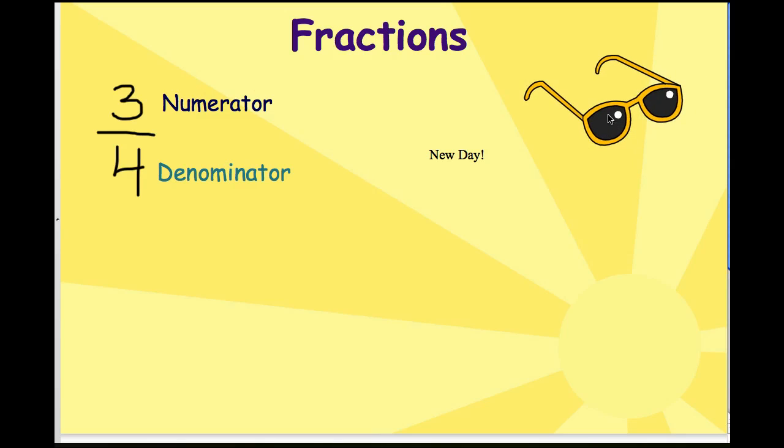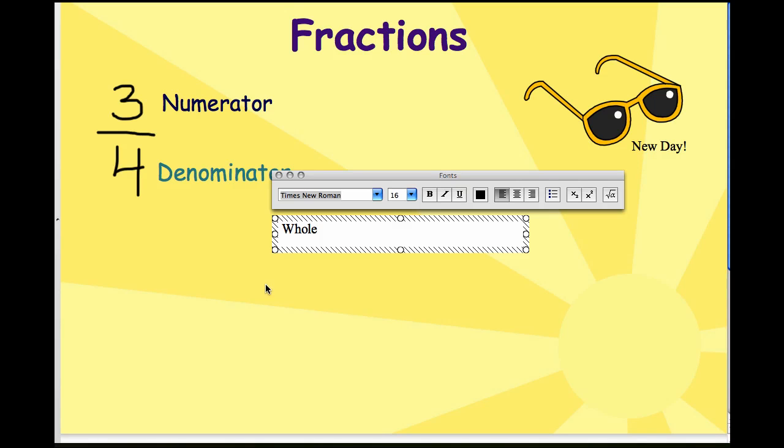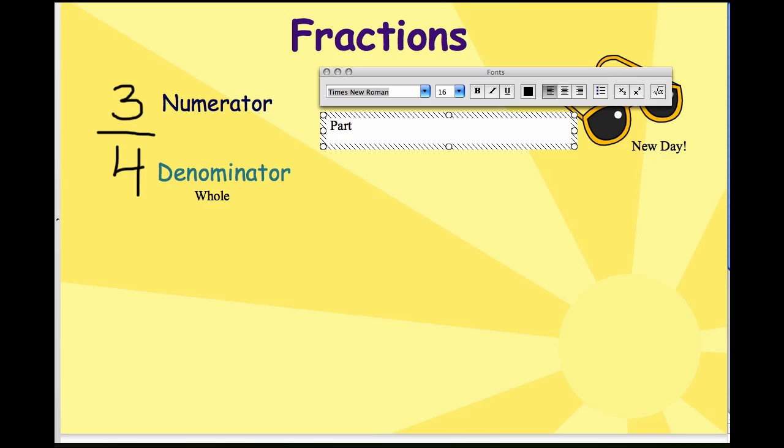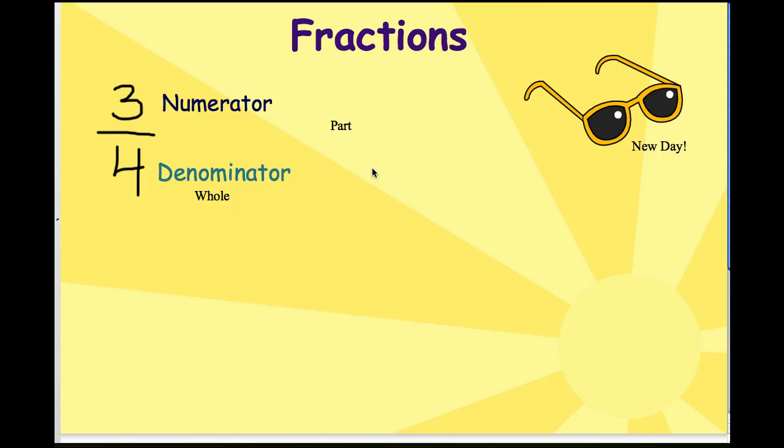And the other really important thing to remember about these two numbers is that the bottom is the whole number. So this is the whole. And then the top number is a part or a piece of the whole. Because a fraction is really showing a fraction of a whole.